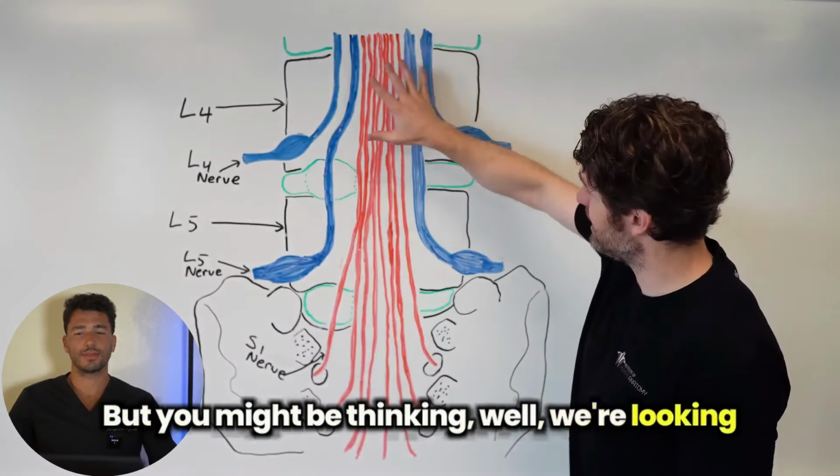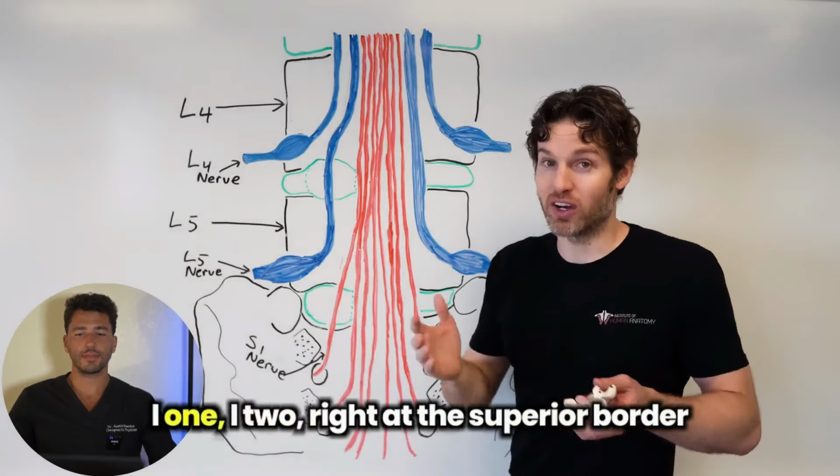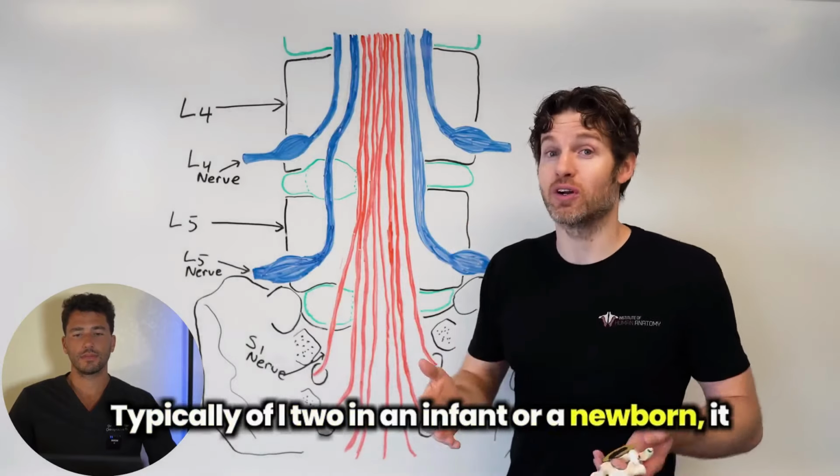But you might be thinking, well, we're looking in the spinal or vertebral canal here. Shouldn't we see the spinal cord? And the answer is no. The spinal cord in an adult actually ends at L1, L2, right at the superior border typically of L2. In an infant or newborn, it goes down as far as L3 and L4.